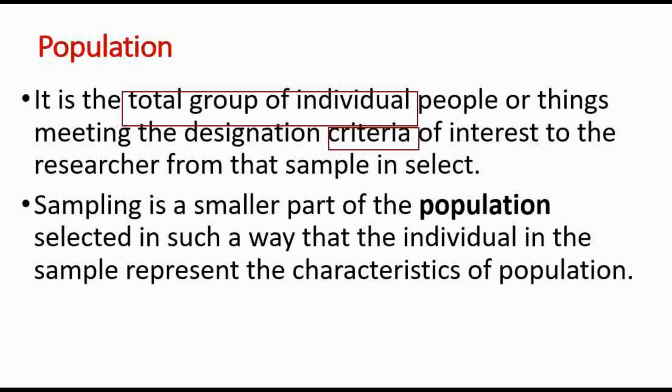The overall group is called the population. Sampling is a smaller part of the population selected in such a way that the individuals in the sample represent the characteristics of the population. It should represent the characteristics of the population. So it's the process we are going to carry out. The sample is a smaller part of the population. So let us move on to the next aspect.